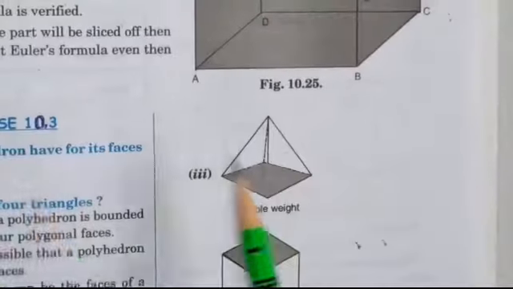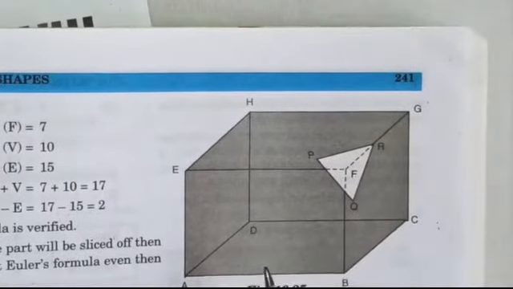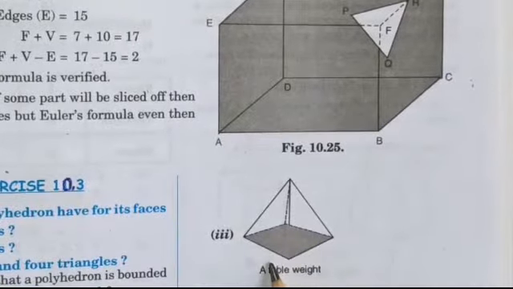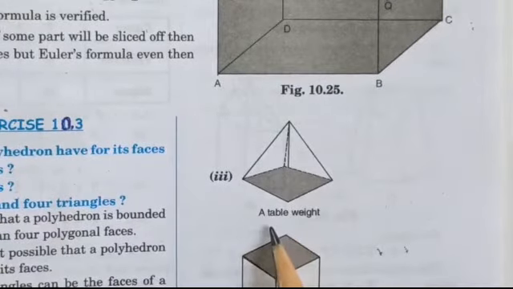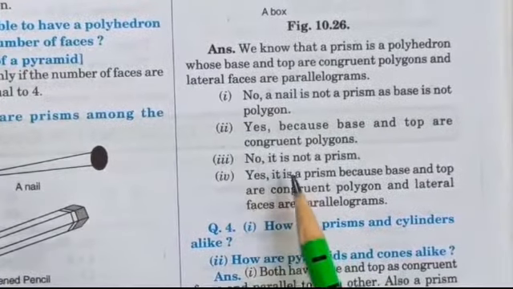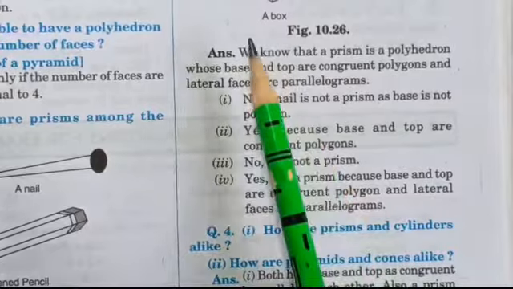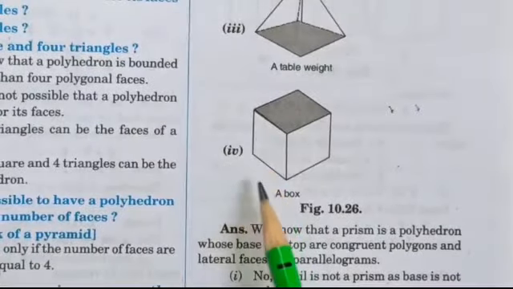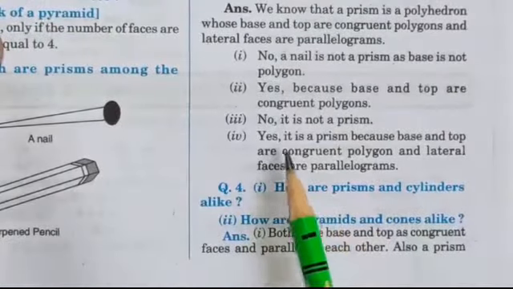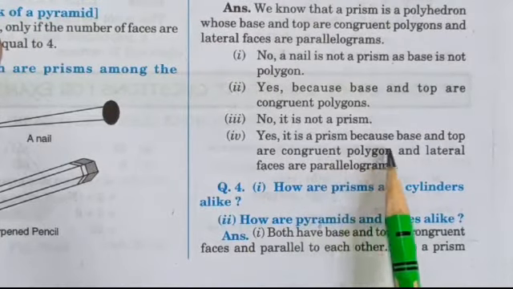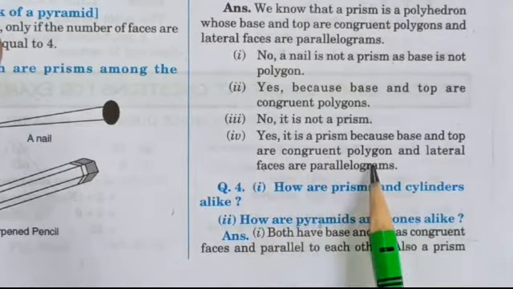Now Roman number 3, a table weight. No, it is not a prism. Roman number 4, a box. Yes, it is a prism because base and top are congruent polygons and lateral faces are parallelograms.